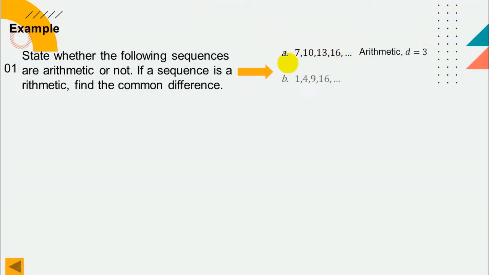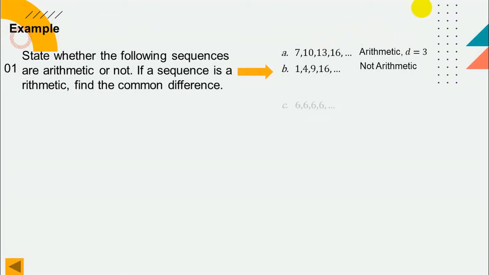And then how about B? We can see in B the first term is 1, the second term is 4, the third term is 9, and the fourth term is 16. From the first term to the second term the difference is 3, but from the second term to the third term the difference is 5. From here we cannot say they have the same difference. So this one is not arithmetic, everyone, because they have different differences.